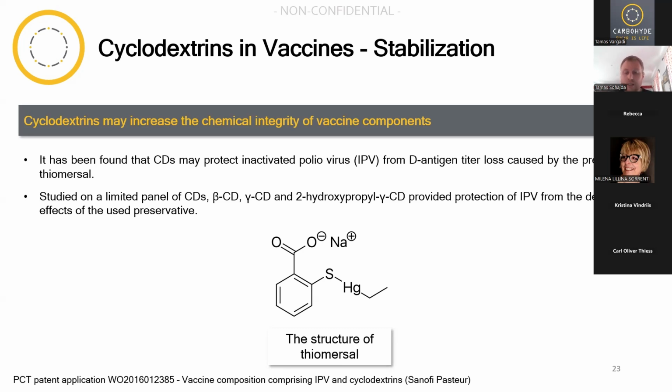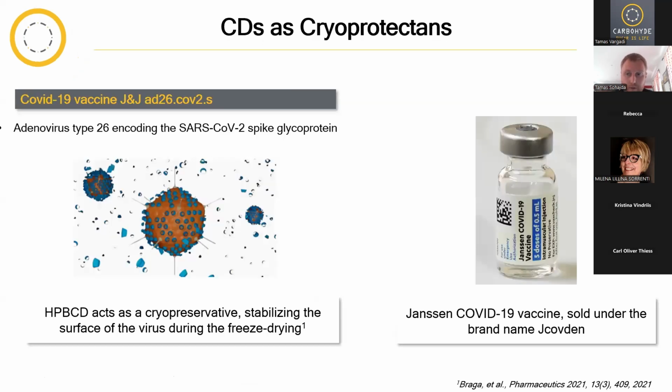So here's just an example of a patent and development from Sanofi Pasteur, who used the cyclodextrin in the formulation of a poliovirus vaccine, and it was shown that not only does it stabilize the vaccine, but it can also prevent it from the degradation which is caused by the preservative itself. So it's an interesting application of the cyclodextrin itself.